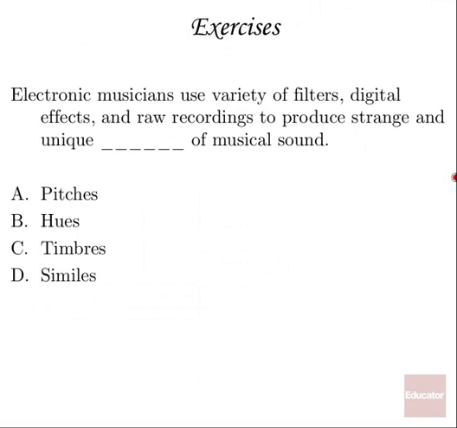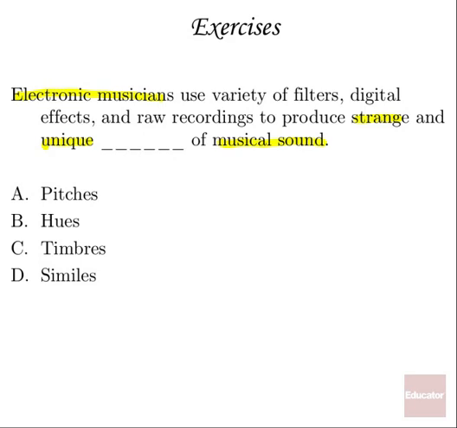Now, let's remember all those tricks and let's go over some answers without those examples helping us. Electronic musicians, let's highlight that because it's a who. Use a variety of filters, digital effects, and raw recordings to produce strange and unique blank of musical sound. I have pitches, hues, timbres, and similes. Okay? I'm being tested on my vocabulary here and how well I know these words, but also how well I can figure out what kinds of words these are. What word goes in here has something to do with musical sound.